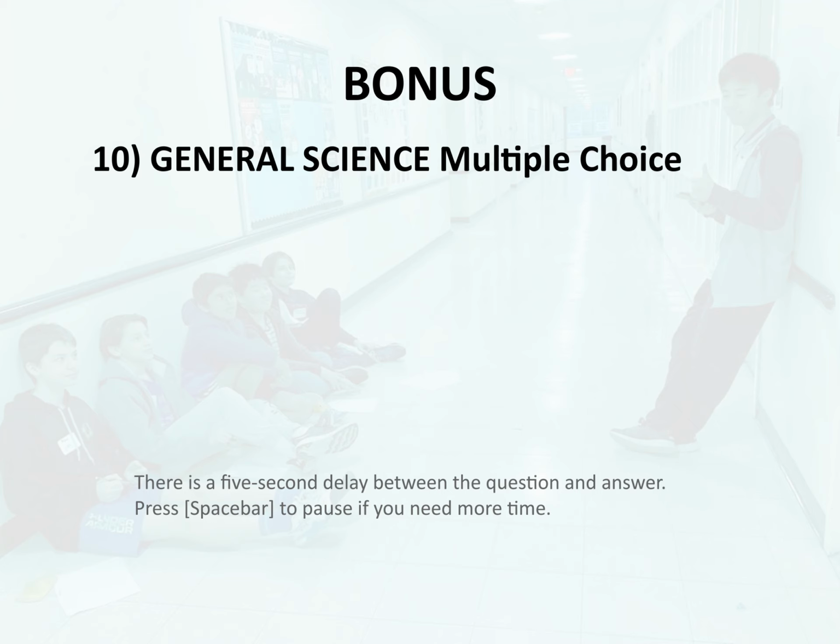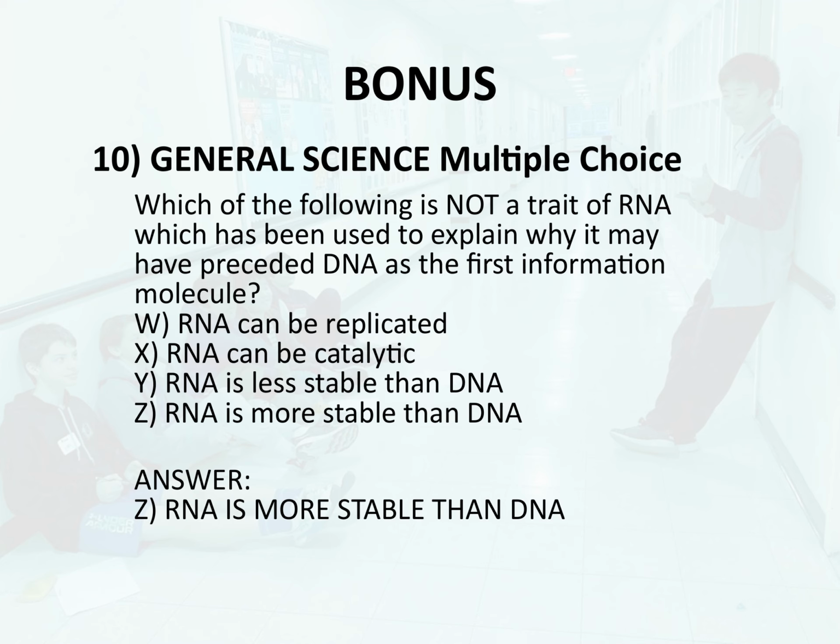Bonus 10. General science. Multiple choice. Which of the following is not a trait of RNA which has been used to explain why it may have preceded DNA as the first information molecule? W. RNA can be replicated. X. RNA can be catalytic. Y. RNA is less stable than DNA. Z. RNA is more stable than DNA. Answer: Z. RNA is more stable than DNA.